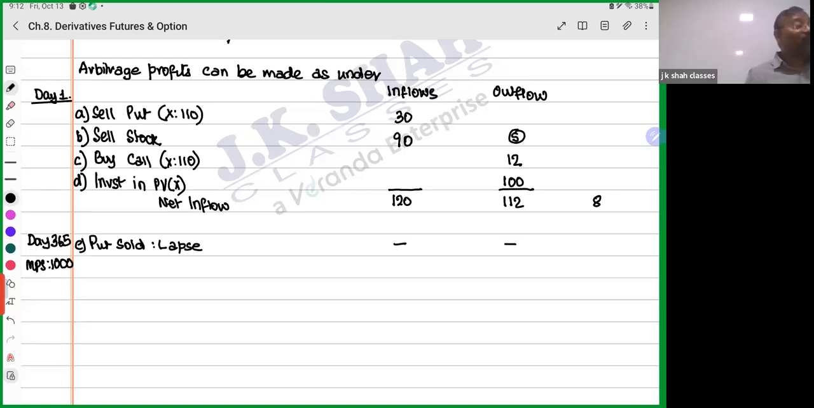Achha. Now you sold a stock. You have to buy it back. Right? So at how much will you buy it back? 1,000. So that will be an outflow of 1,000. And this stock which went out will now come back in. Achha. You had purchased a call with a strike price of 110. Okay. What will happen to it? Exercise. So exercise means what will happen?